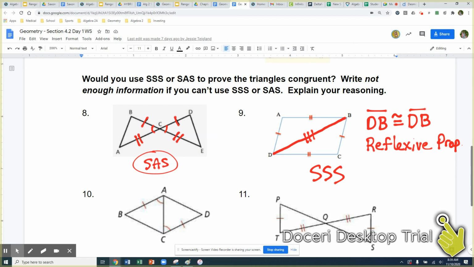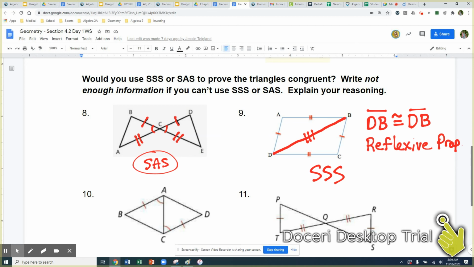11. Be careful with 11. You got a side, and then an angle. So think about what that is. Side, side, angle. You flip that around. SSA. What does it spell? Not the good word. So anytime you spell ASS, it's wrong. You can't use ASS to prove anything. So I'll tell you 11 is not enough information, because SSA, ASS does not work.